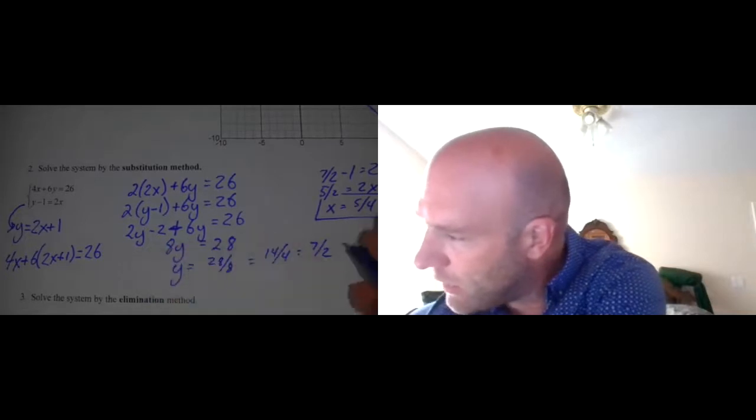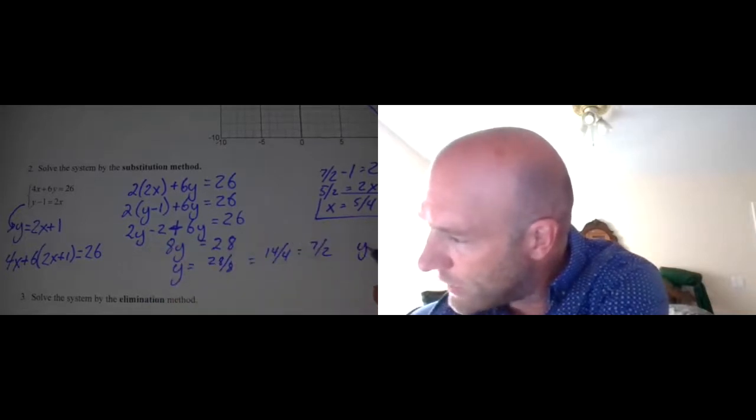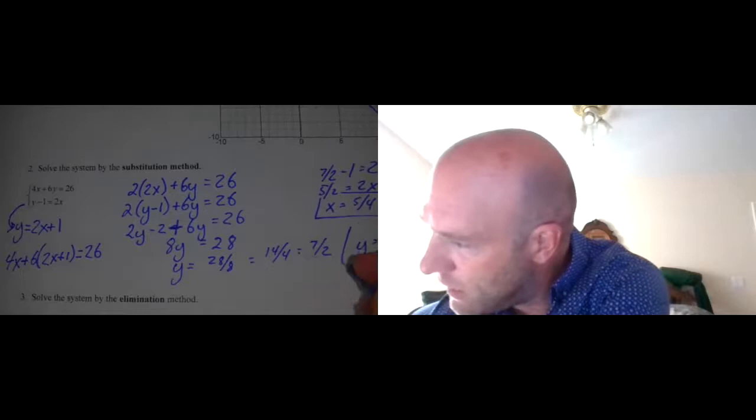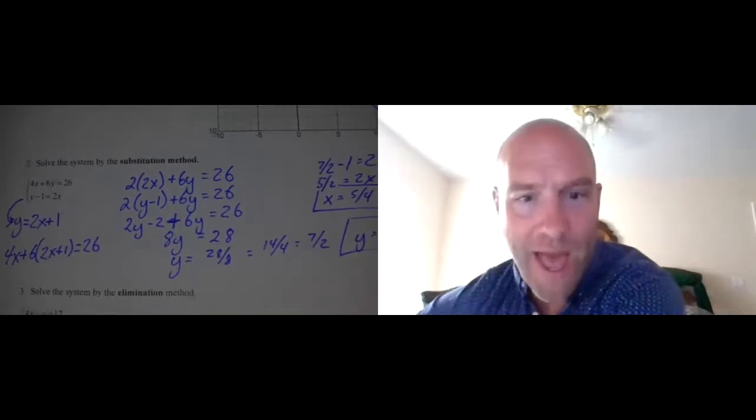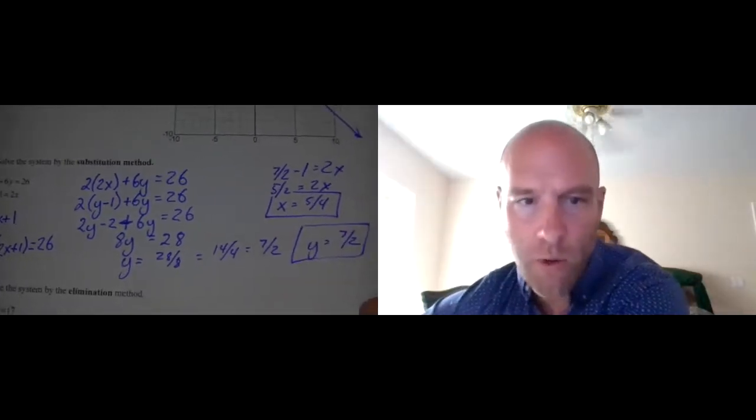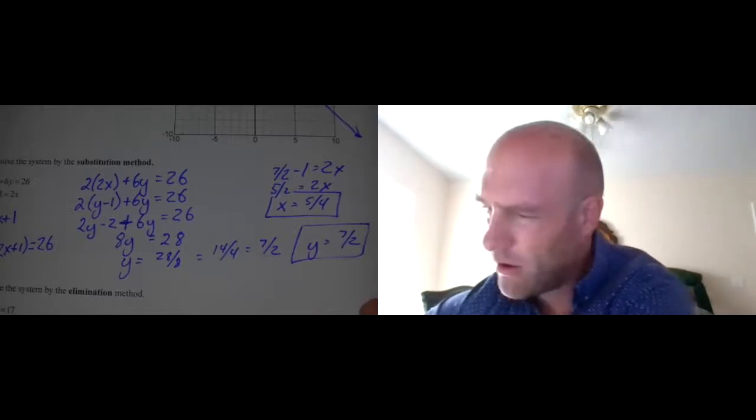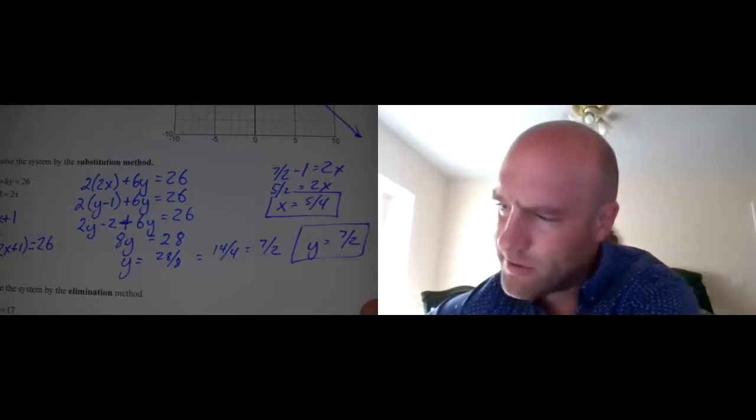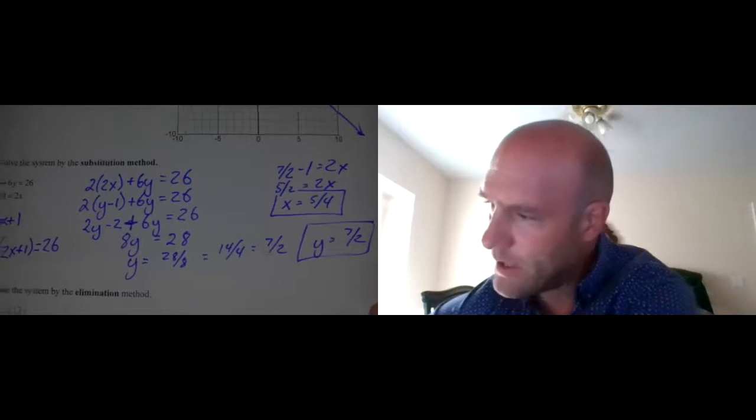Yes, y equals 7 halves. If they are x and y, you are welcome to write them as an ordered pair. If there are any other variables, including a and b, you can't.